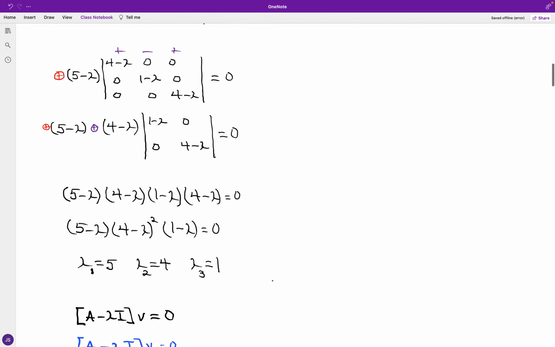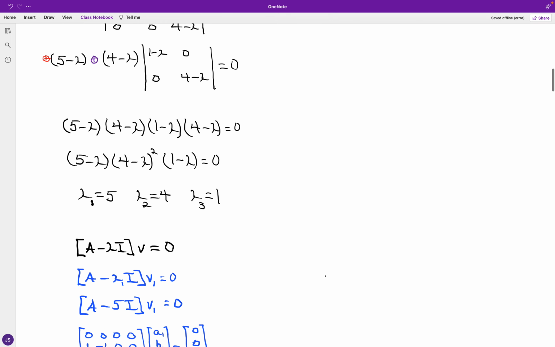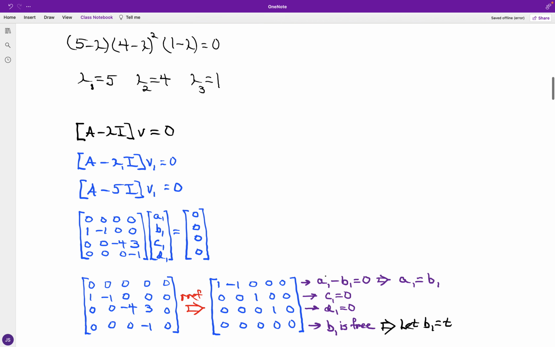Going factor by factor, the first eigenvalue is 5, the second is 4, and 4 is going to be a repeating eigenvalue on the basis that we have a repeating factor with 4 minus lambda. And from 1 minus lambda, we can say that will form the third eigenvalue, which is going to be 1. It doesn't matter how you order these, but letting 5 be the first eigenvalue.